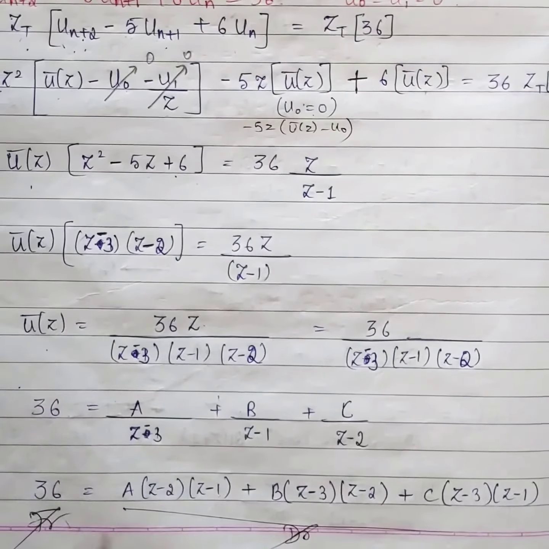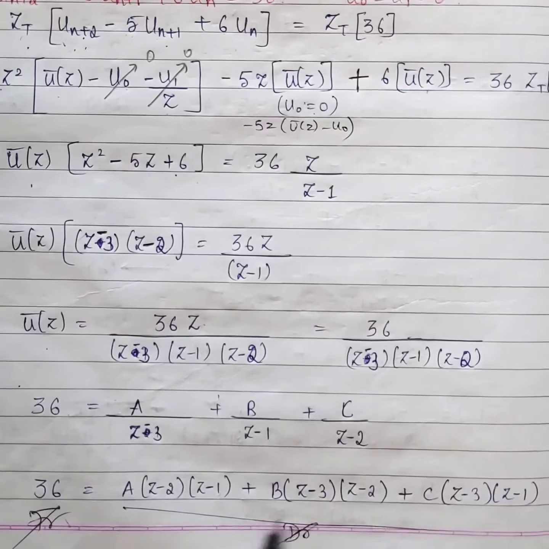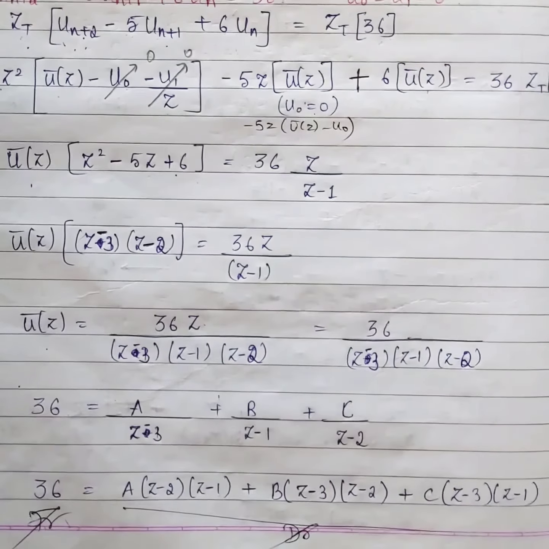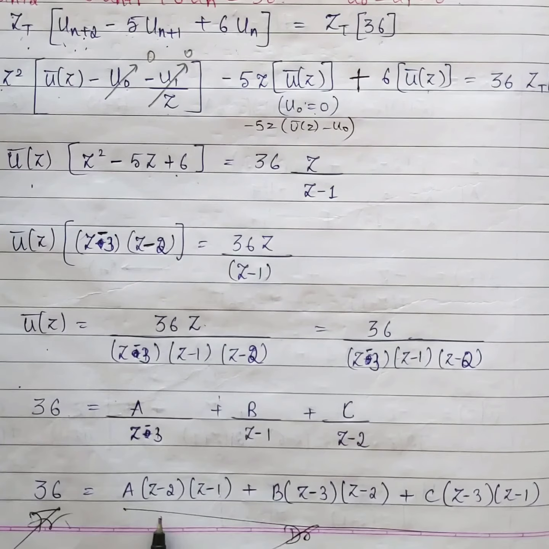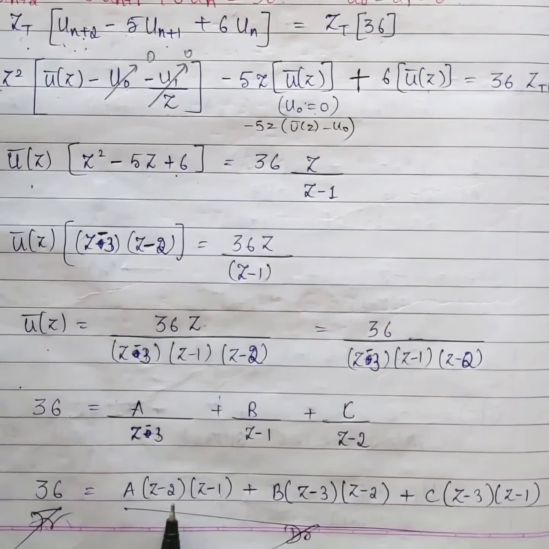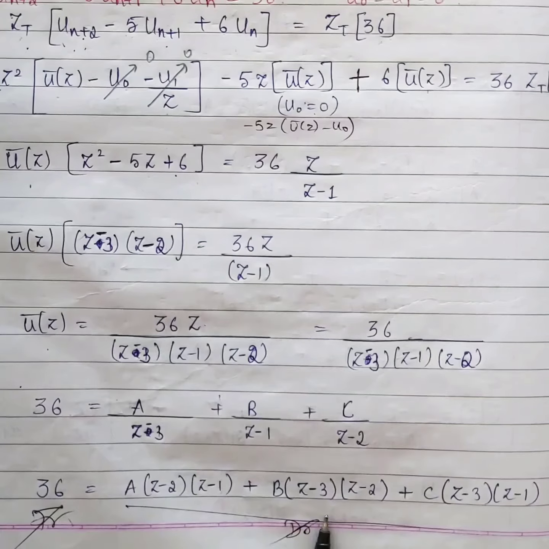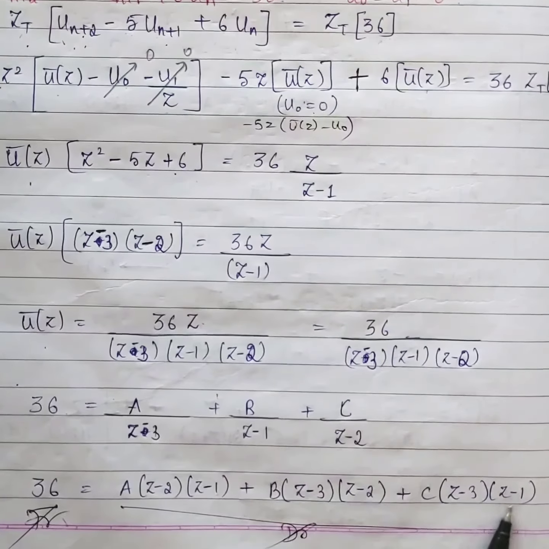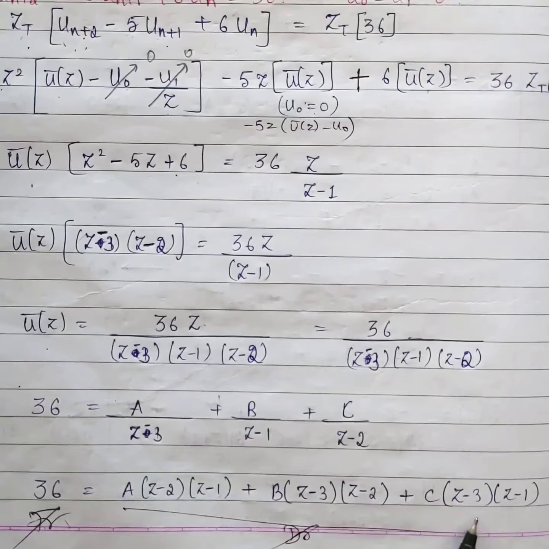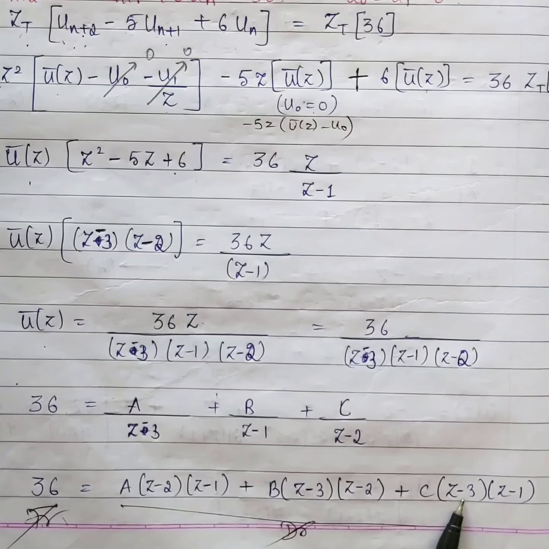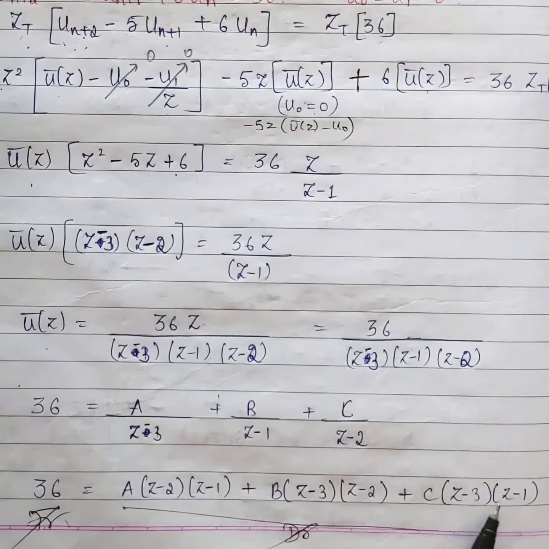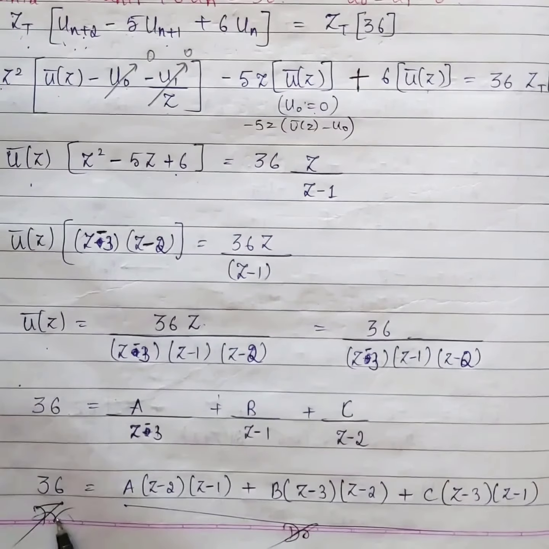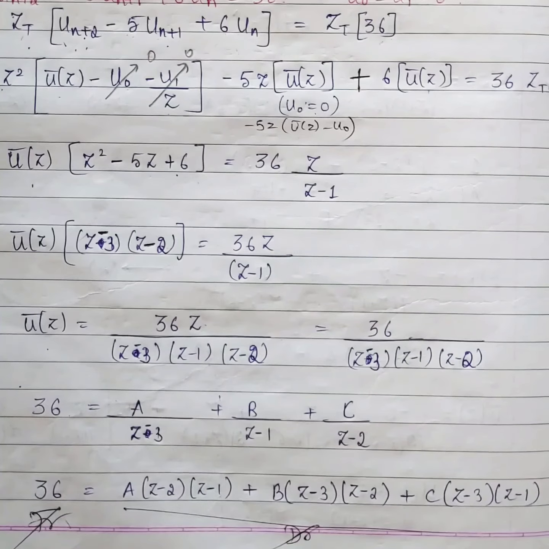So in the denominator, we will get the LCM of all the three, and then that will get cancelled. So we get 36 is equal to all these things. Finally, if I substitute z as 2, a will become 0, b will become 0, and c will become (2 minus 3) into (2 minus 1). So 2 minus 3 is minus 1, and then 2 minus 1 is 1. So minus c is equal to 36, therefore c is equal to minus 36.